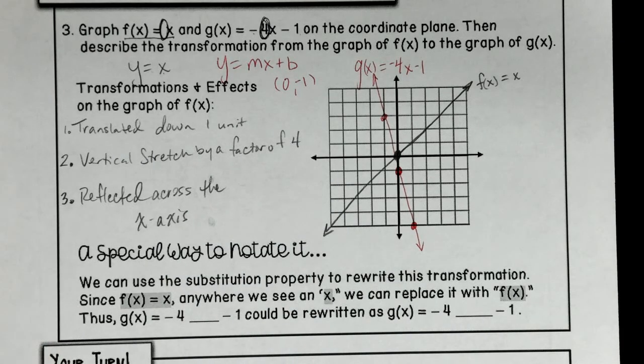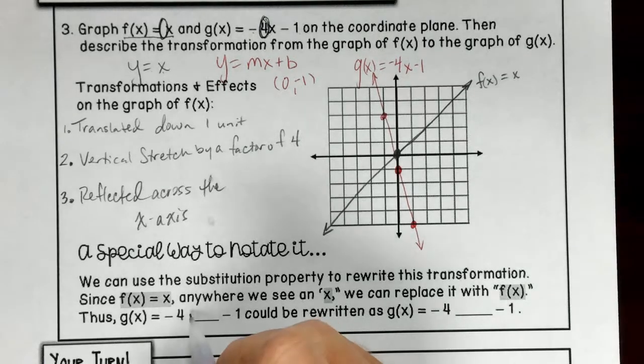So there were 3 different transformations on that graph. I translated it down 1 unit, I changed the b. I changed the slope, it went from 1 to a 4, and I made it negative. Vertical stretch by a factor of 4, and I reflected across the x-axis.